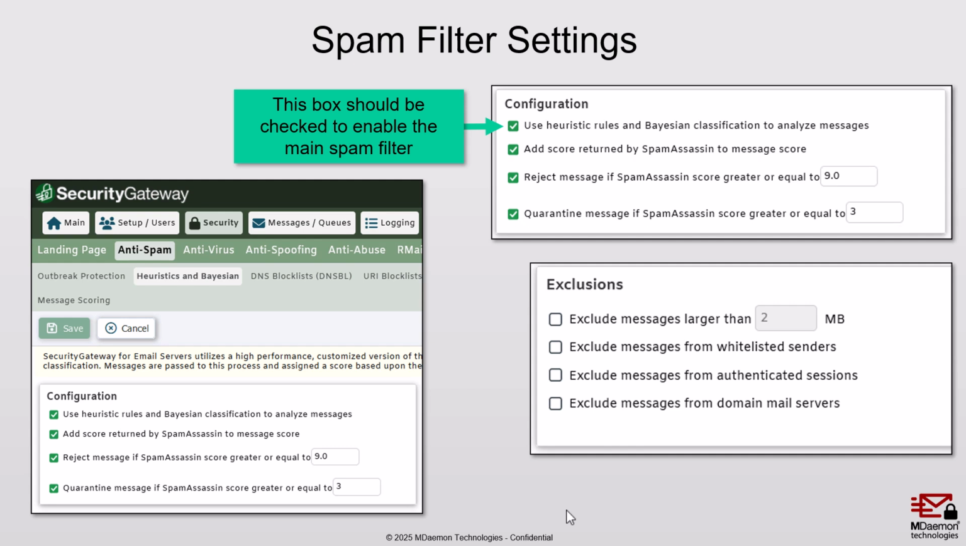And you can, of course, configure exclusions, so messages larger than a certain size, messages from allow listed senders or authenticated sessions, or messages from your own domain mail servers. If your users are receiving more spam than usual, or any spam at all that's above a minimum threshold, you can make your spam scoring more aggressive by lowering these rejection and quarantine threshold values shown here in the upper right-hand side.